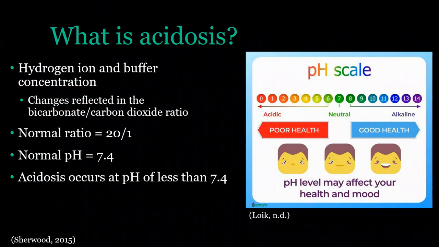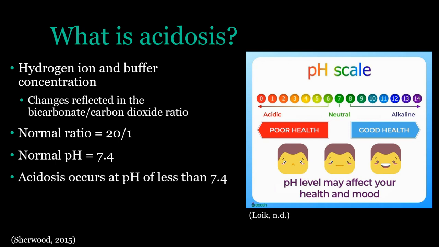So first off, what is acidosis? The relationship between hydrogen ion concentrations and concentrations of members of a buffer pair. So changes in hydrogen concentration are reflected by changes in the ratio of bicarbonate and carbon dioxide, with the normal ratio being 20 to 1 with a pH of 7.4.